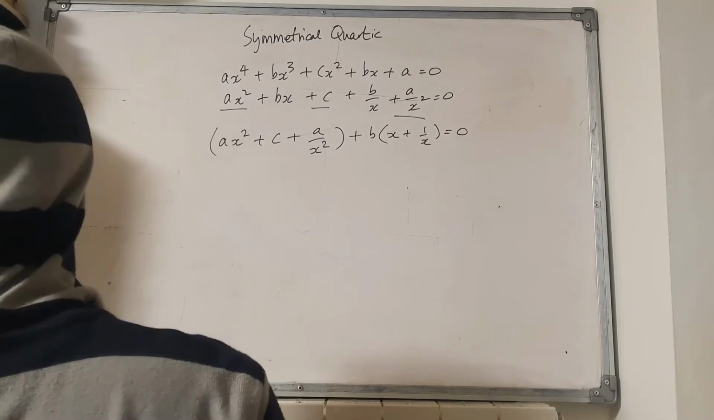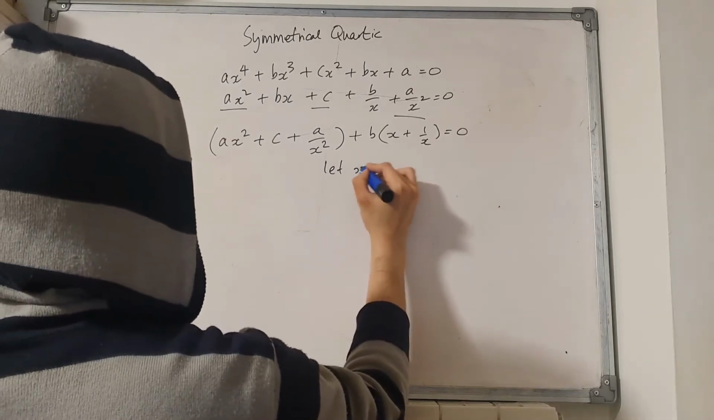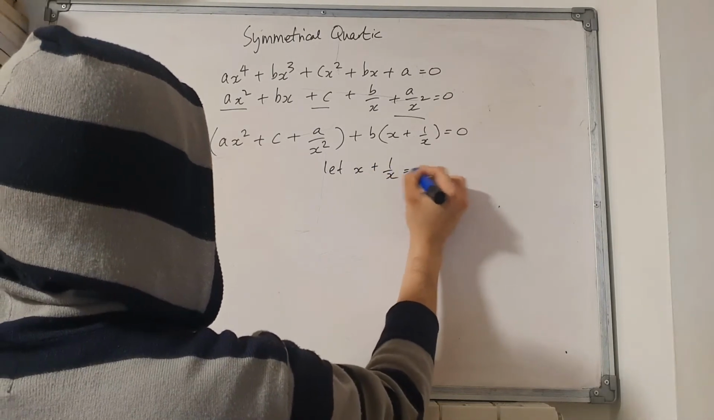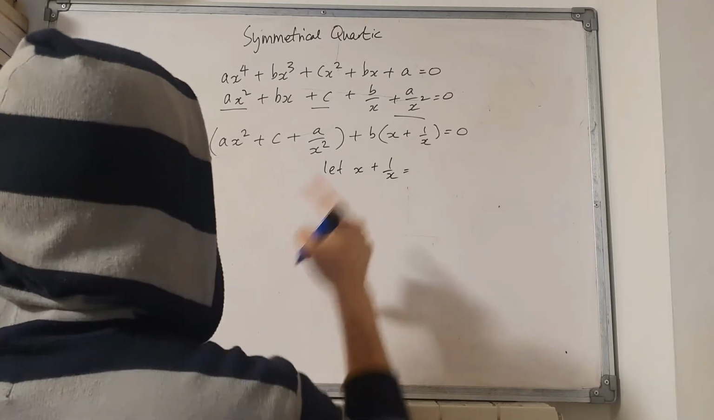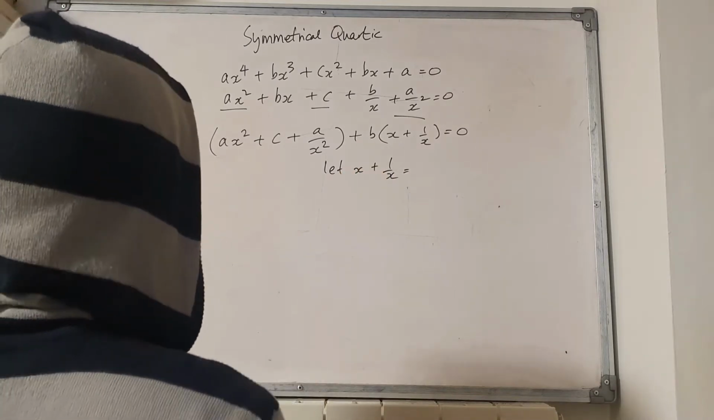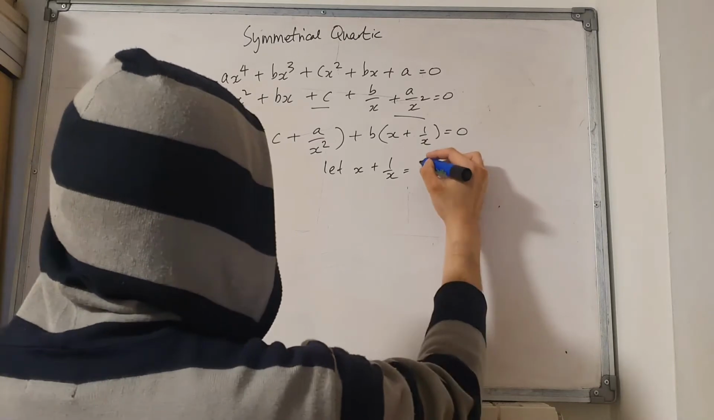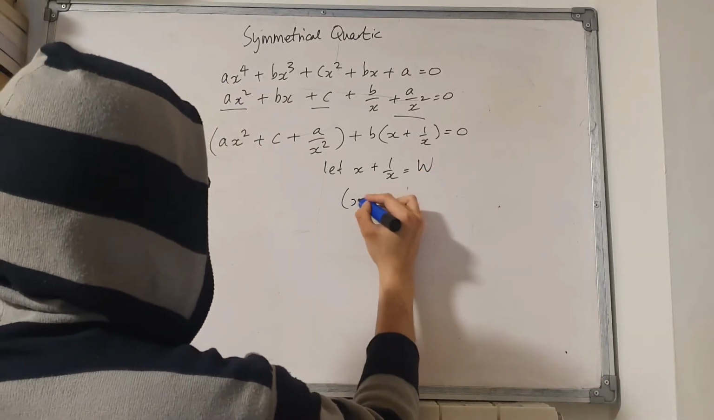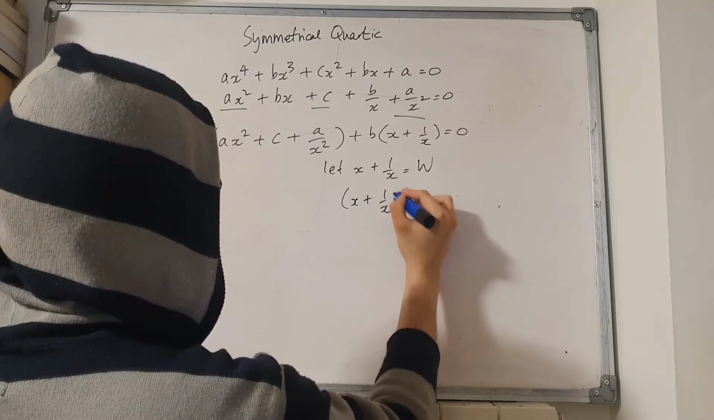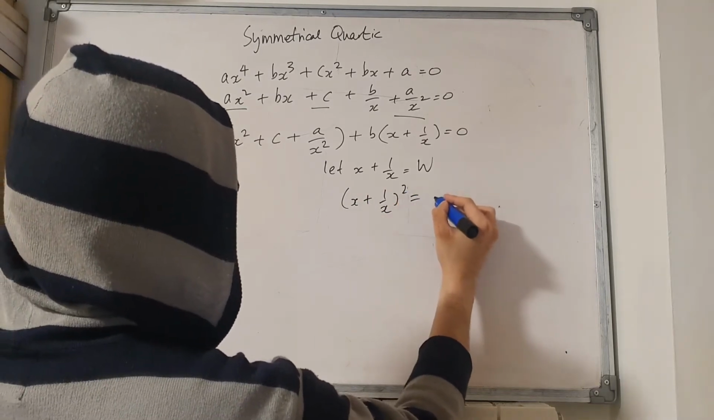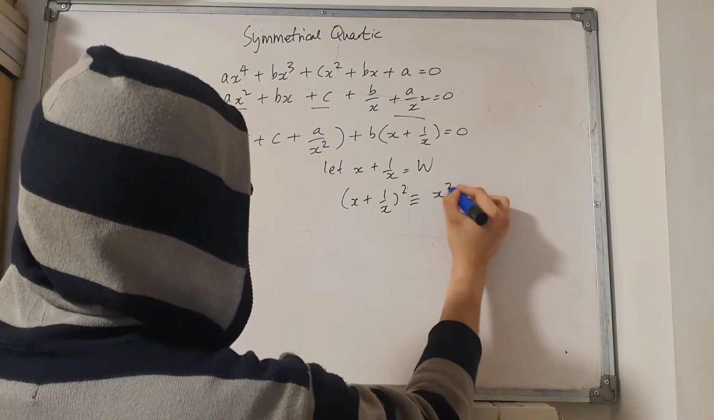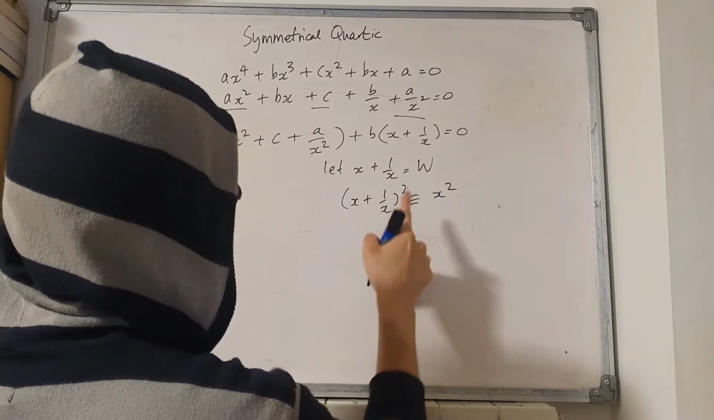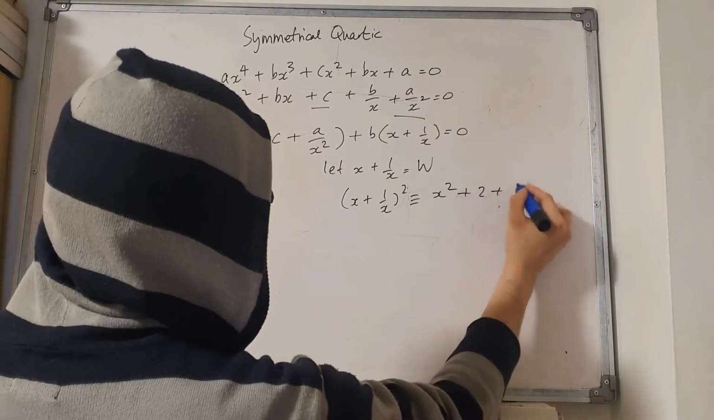Now we're going to let x plus 1 over x equal, actually because we've got b there, let's make it equal to w. So now what happens if we square this? x plus 1 over x all squared is identical to x squared, that times that is 1, there's 2 lots of them, so plus 2.